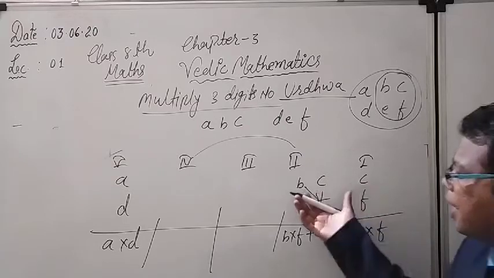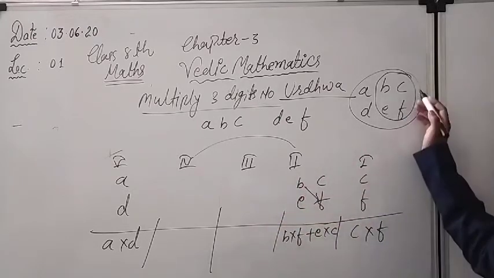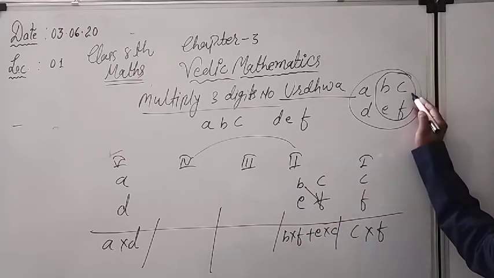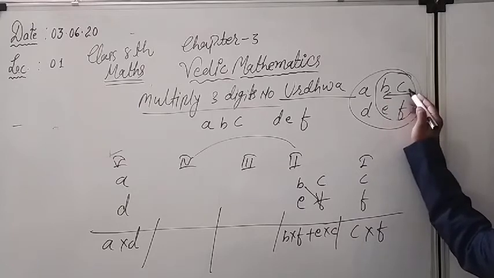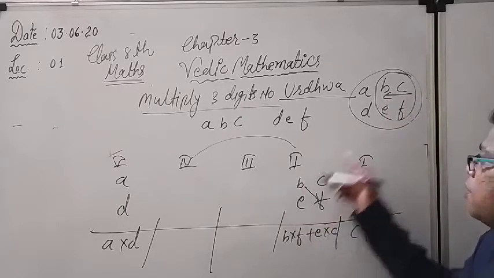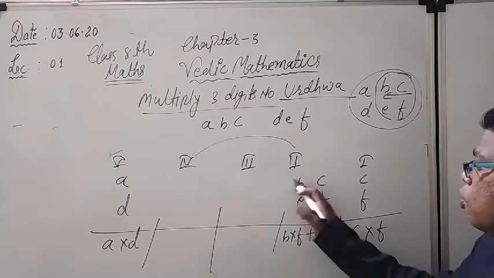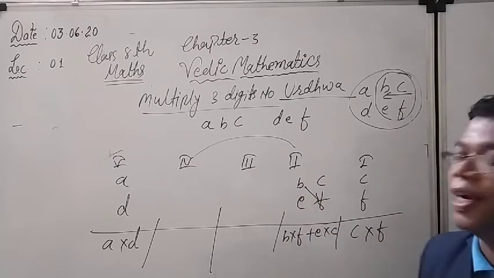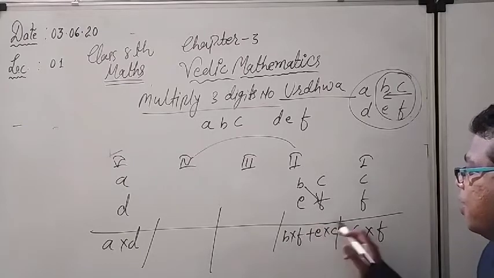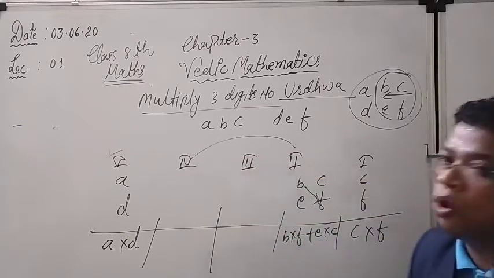The method is that in the second group I have to consider the 2 digits from the right hand side. So BC and EF means the tens place digit and the ones place digit. So here I have to go for the cross multiply and their addition. So B into F plus E into C. Same way for the fourth group.